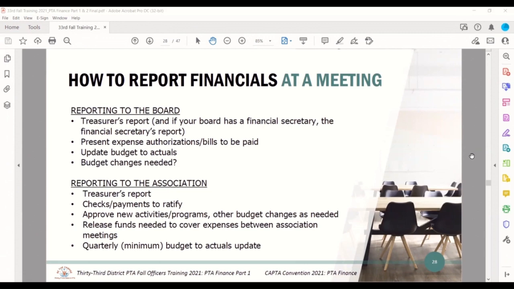You want to make sure you present your treasurer's report, and if your board has a financial secretary, the financial secretary's report. Also, you want to present expense authorization or bills to be paid. This is so that you, as a treasurer, are not stuck being the gatekeeper, saying thumbs up, thumbs down to any expense that comes by.